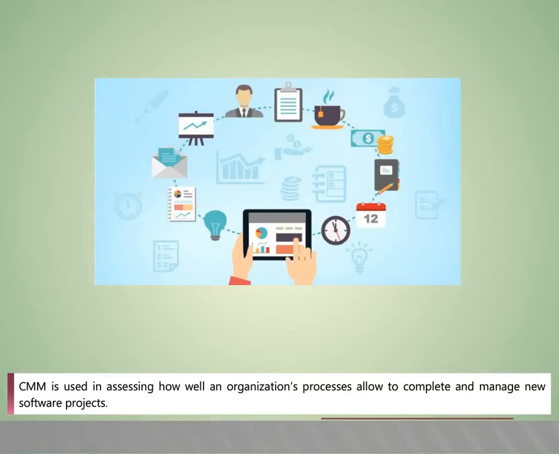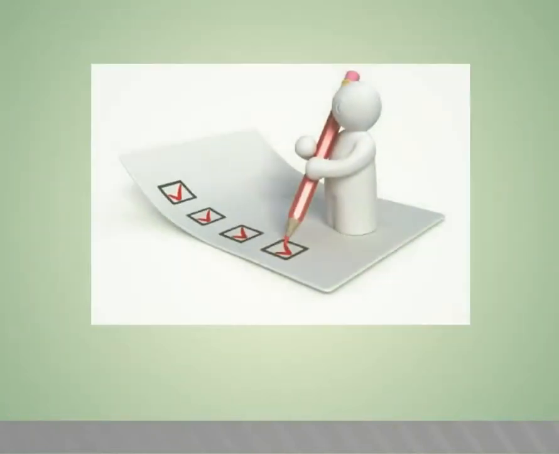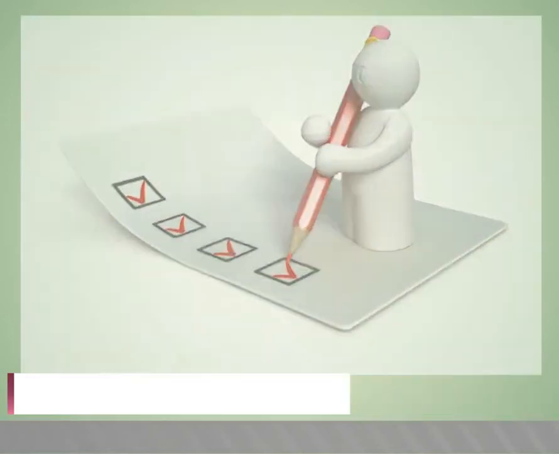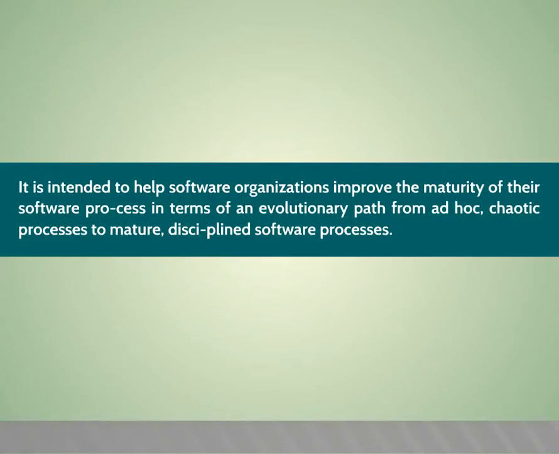CMM is used in assessing how well an organization's processes allow it to complete and manage new software projects. The CMM describes the principles and practices underlying software process maturity. It is intended to help software organizations improve the maturity of their software process in terms of an evolutionary path from ad hoc, chaotic processes to mature, disciplined software processes.